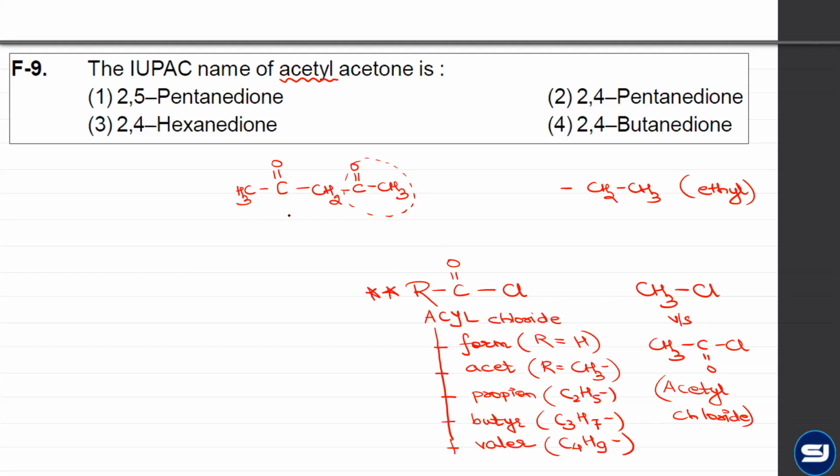Okay, now looking at the structure, tell me the name. Symmetrical है. Pentane 2,4 dione. Parent of 5 carbon will be pentane, and when there are two ketonic groups, the E is not dropped and we name it as pentane dione. And the positions would be 2 and 4, hence the name. 2,4 pentane dione, that's option 2. Understood.